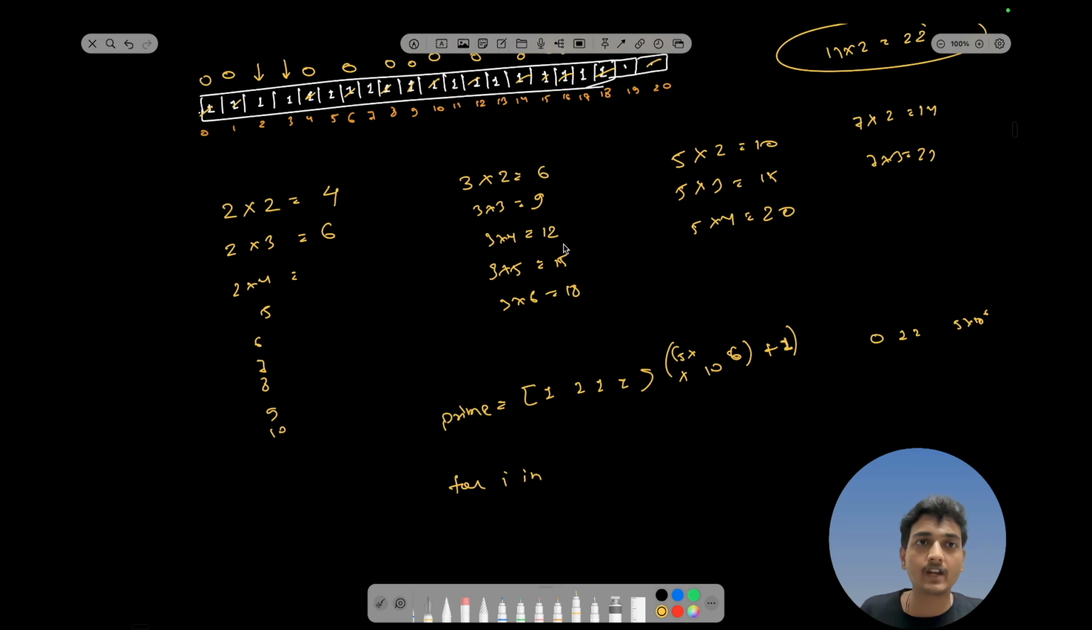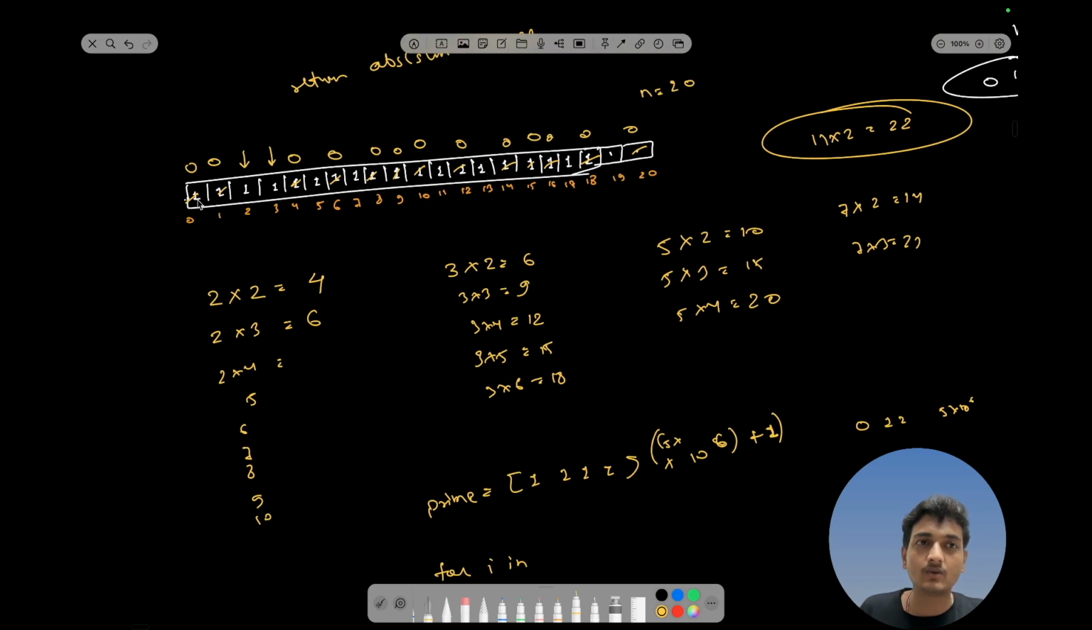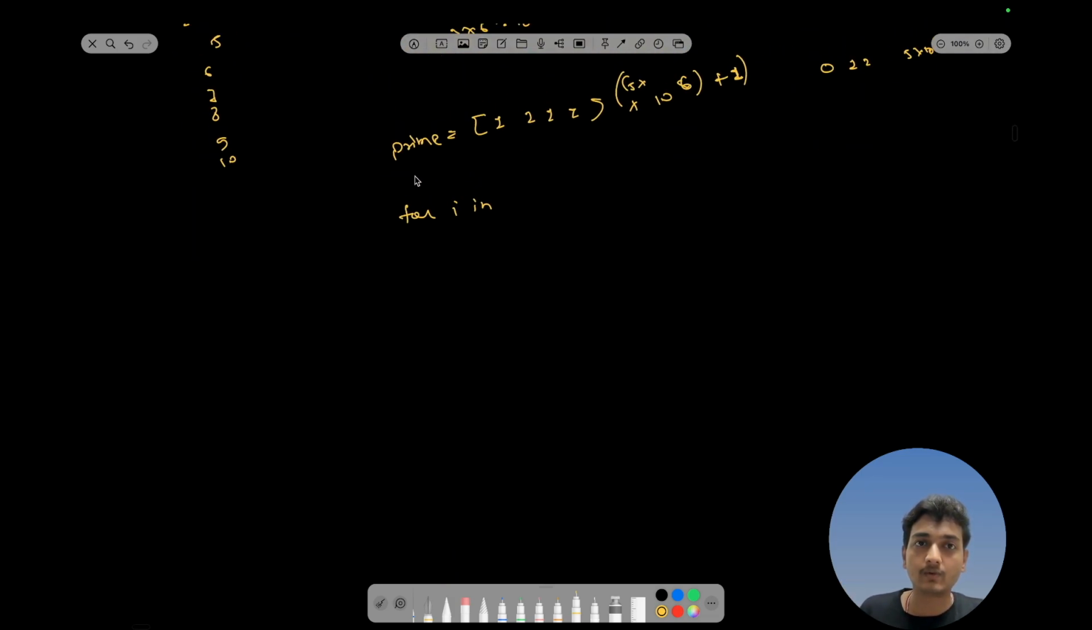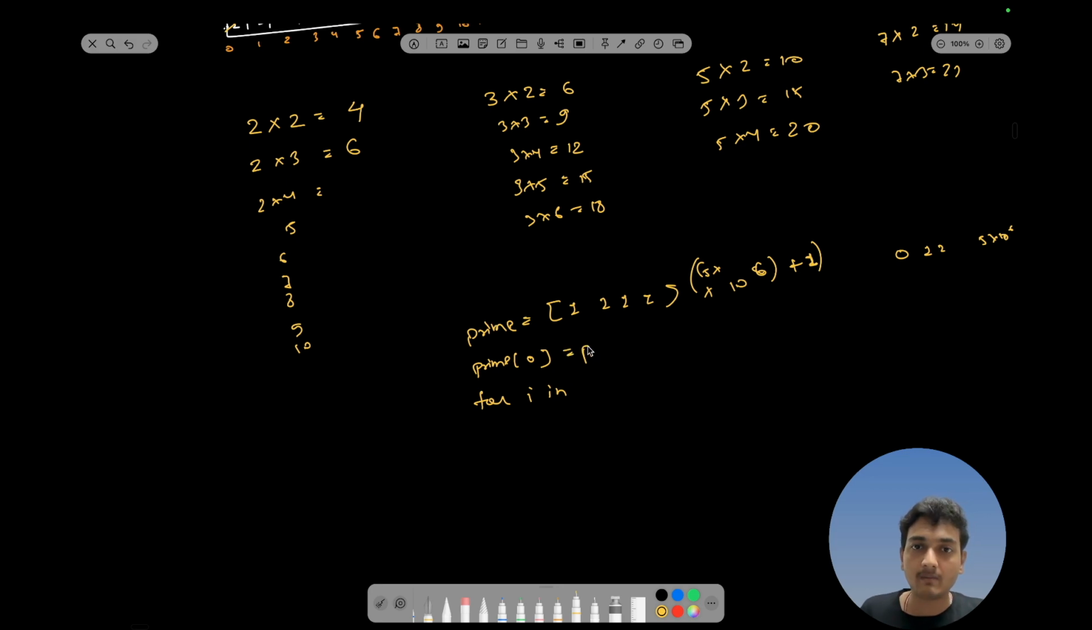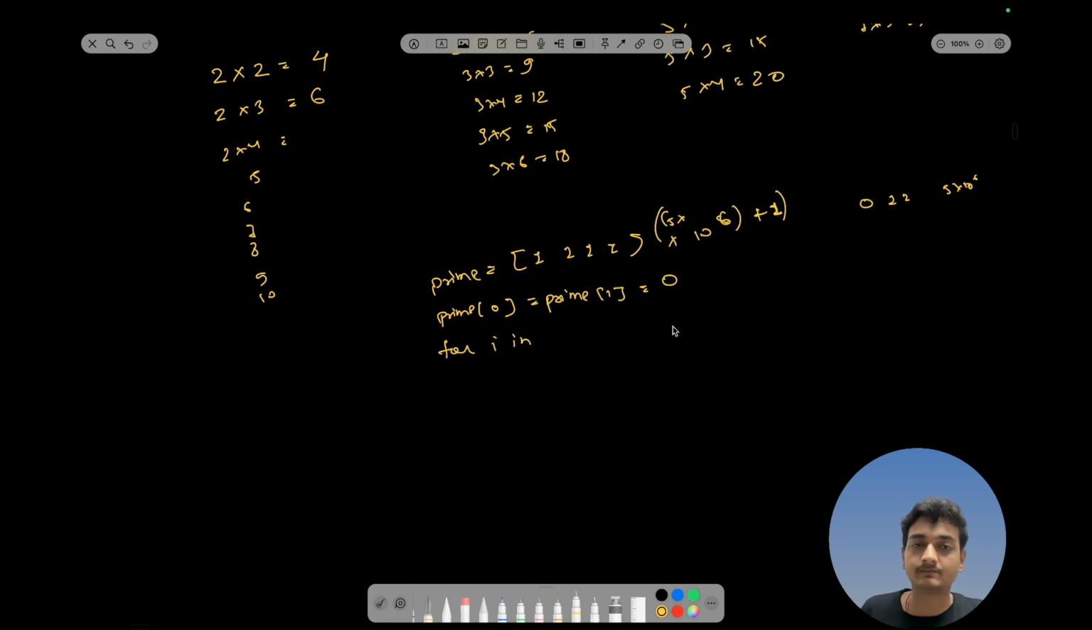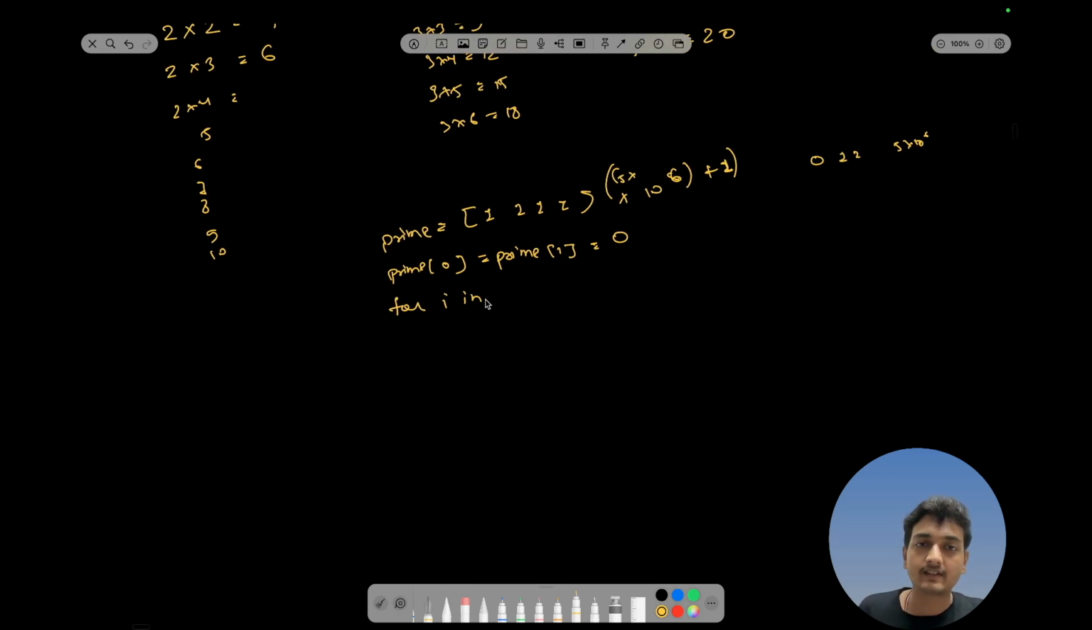What we have done, we checked whether that number is 0. If that is 0, I have nothing to do. If that is 1, then I have to do some stuff. Before that, I have to define that prime of 0 and prime of 1 is false or 0, I can say, right? Fine. Now the next thing is for i in range, I will be going from 2 to 5 into 10 to the power 6 plus 1.